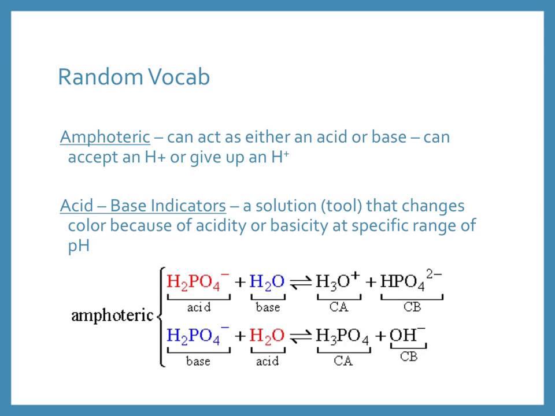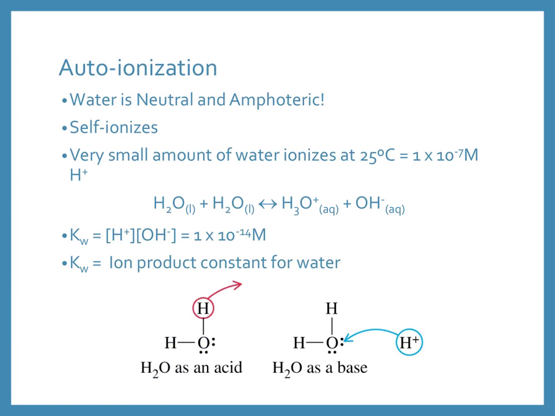We will use indicators. An example is phenolphthalein. We will use indicators in titrations. So if you start with a basic substance, whenever it changes back to not basic, the color change occurs and you can see it go from pink to clear.